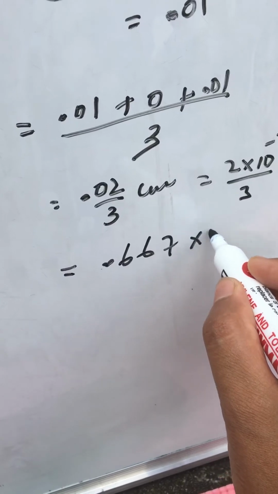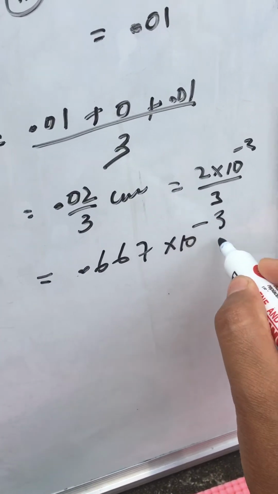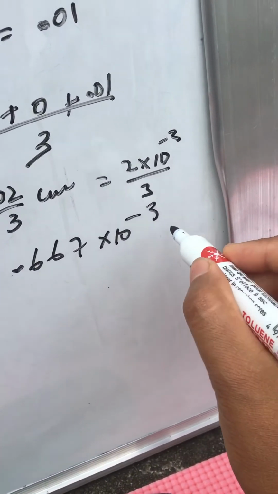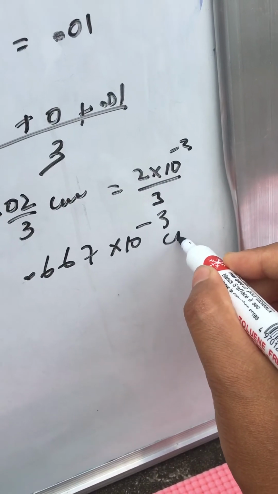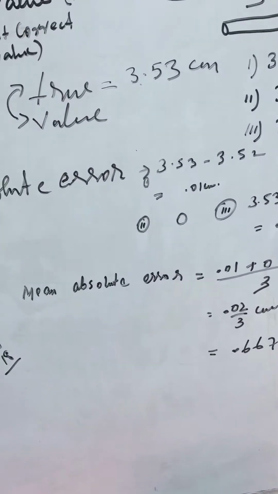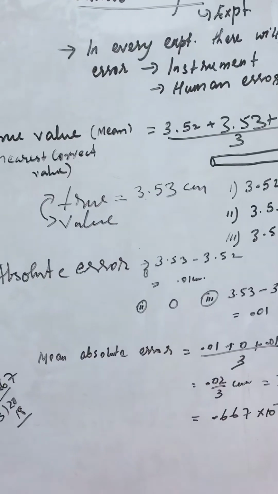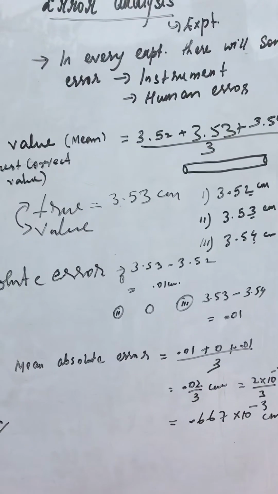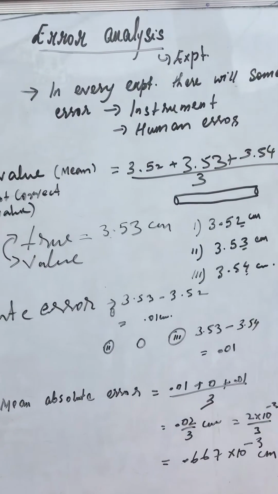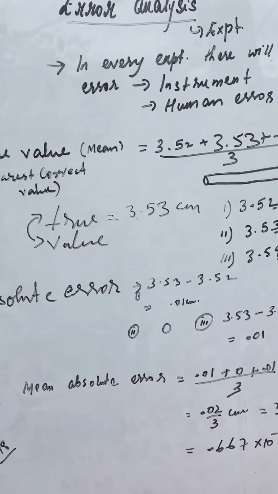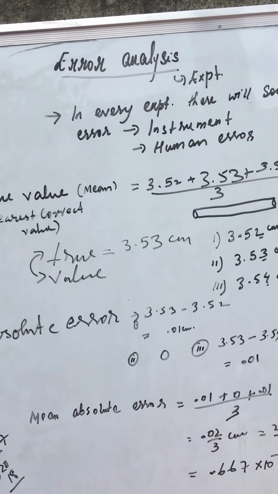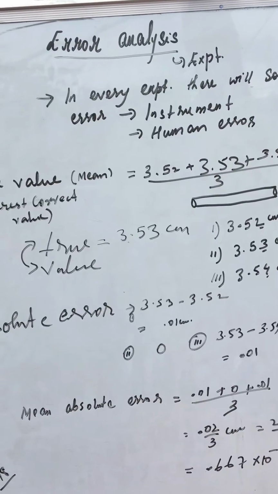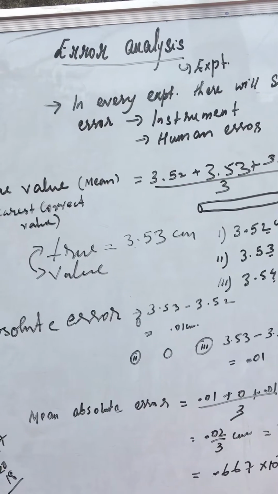0.667 into 10 to the power minus 3 is the mean absolute error. Now, the gist of all this, let me tell you. Whenever an experiment is done, simple or complicated, in every experiment there will be some error. This is our basic idea.